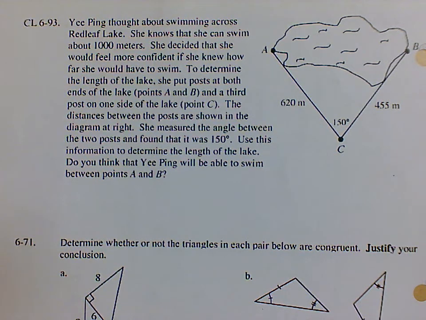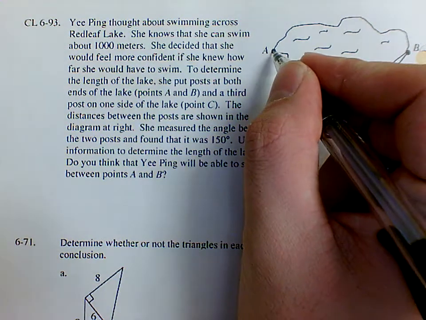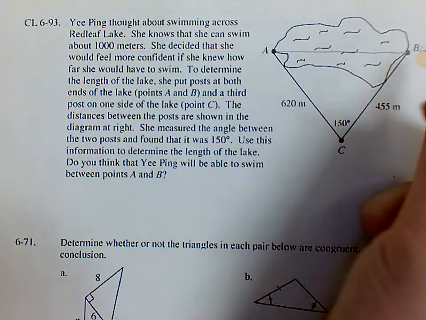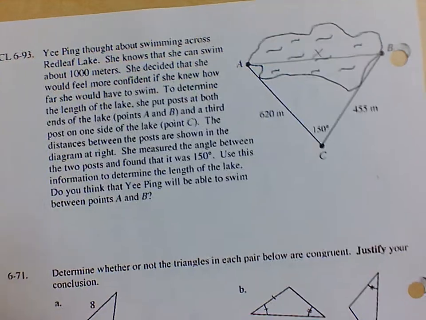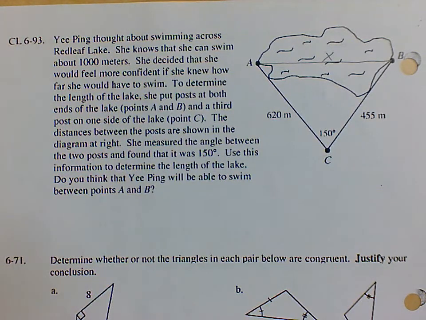So, what are we looking for here? First, we have to figure out what our x is. And our x is going to be the distance across the lake from A to B. All right, now we have to figure out how we are going to do it.